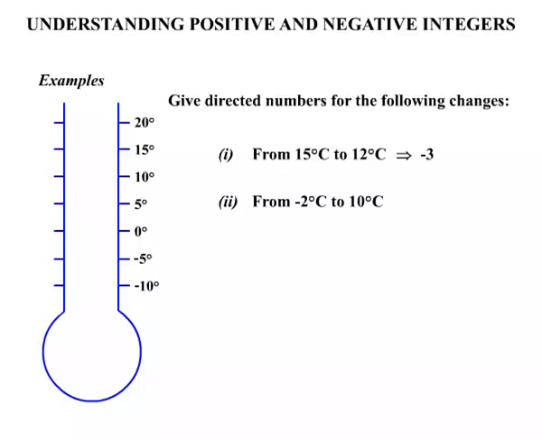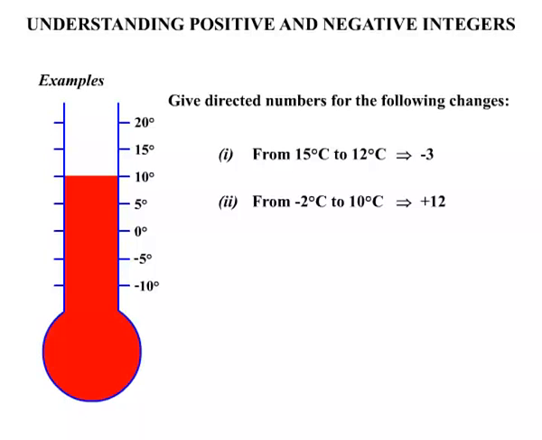Now, what happens if it's from minus 2 degrees up to 10 degrees? We're starting there at minus 2, and it goes up to 10 degrees. Well, it's certainly risen, and it's risen by 12 degrees. So we can write that as plus 12, positive 12.